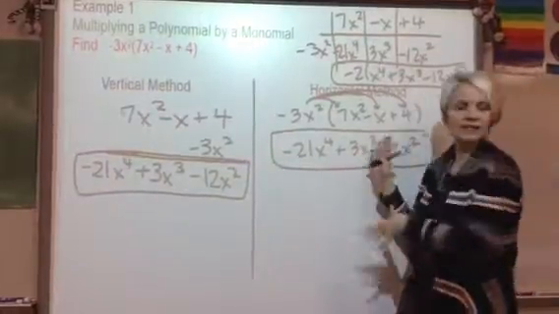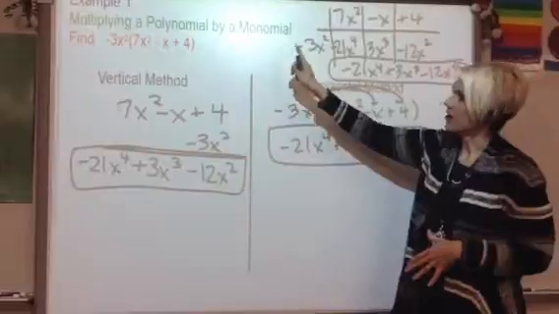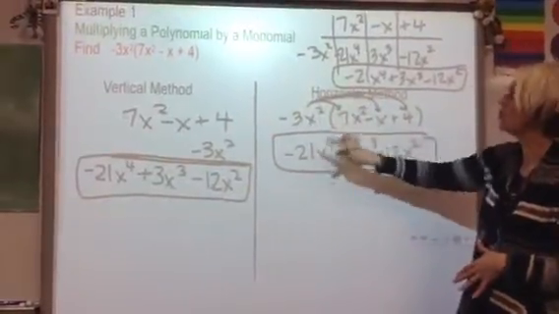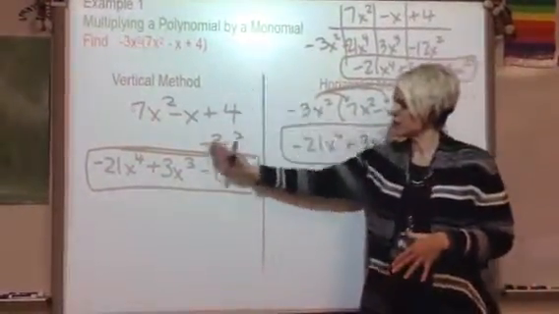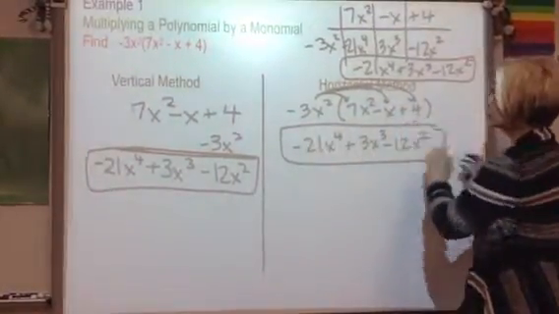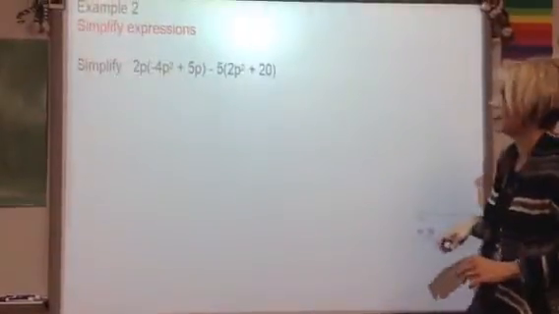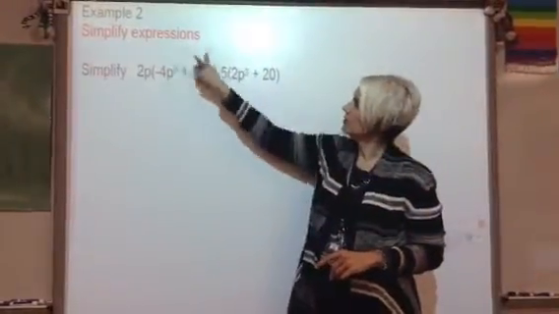So try the example in your notes of multiplying a polynomial by a monomial, example 1, and you can choose one of the three methods. Like this one is called vertical, so you're working up and down. This is horizontal, so you're working left to right, and then this is what I called boxes, so you're doing the boxes in each one. Now, example 2 is simplifying expressions.